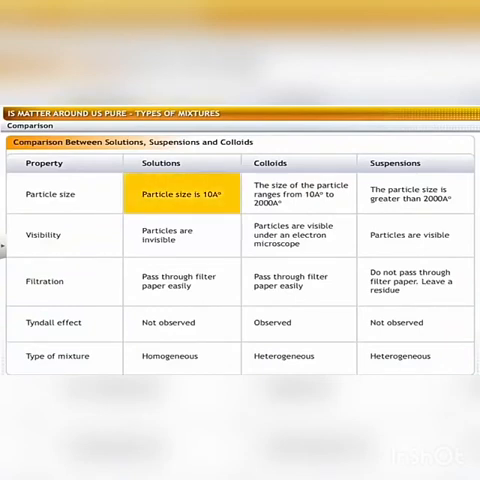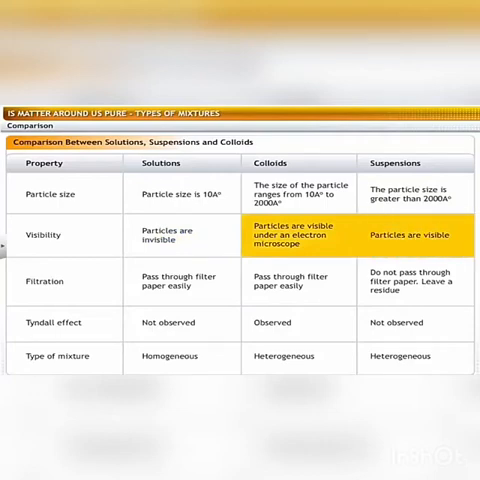In solutions, the particle size is 10 angstroms. In colloids, the particle size ranges from 10 angstroms to 2000 angstroms, while the particle size is greater than 2000 angstroms in suspensions. The particles are invisible in solutions, while the particles are visible in colloids and suspensions.